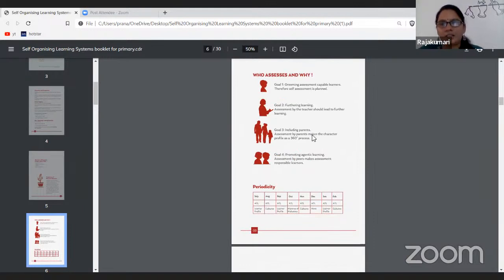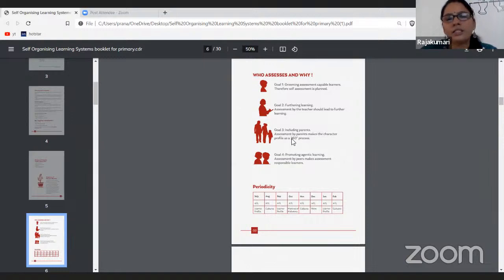When you see this particular slide, who assesses and why, you need to know that there are 4 goals behind this. Goal 1 is grooming assessment capable learners, therefore self-assessment is planned. A while ago, I was talking about grooming assessment capable learners. Remember that? And goal 2 is furthering learning. Assessment by the teacher should lead to further learning. The teacher assesses so that she will inform you how to go ahead.